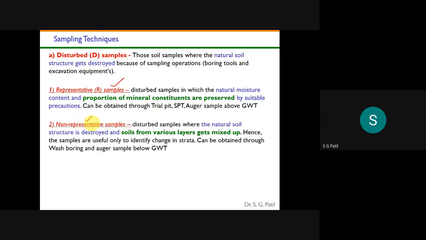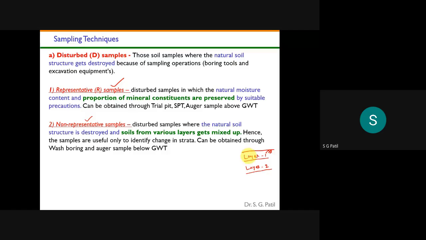The best example for a non-representative sample: see, if it is a ground level, this is layer 1 and this is layer 2. When you are collecting a soil sample, if the soil particles of layer 1 and the soil particles of layer 2 are mixed up, then those kinds of samples are called non-representative samples.